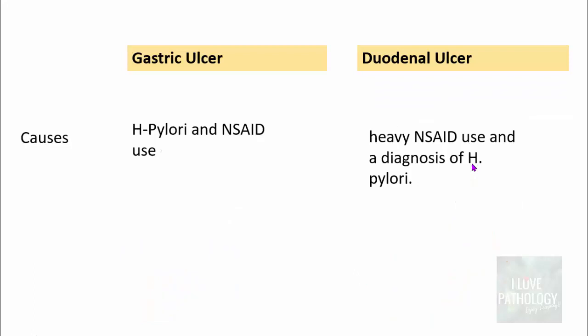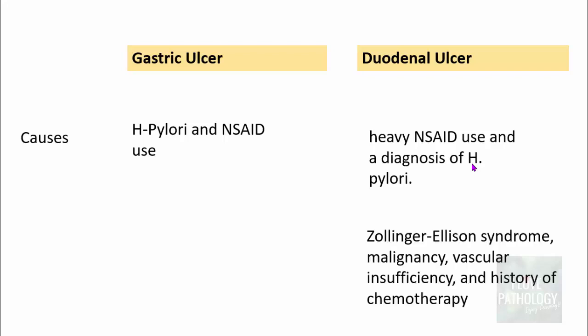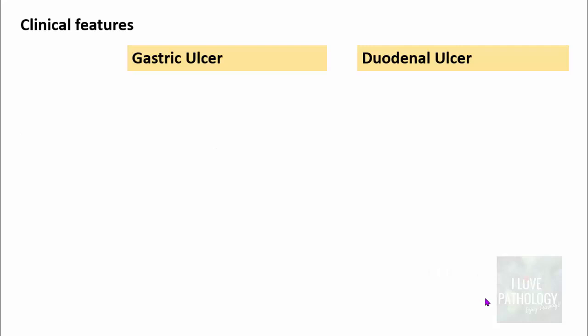Now, what are the common causes of gastric ulcers and duodenal ulcers? Both of them have the same etiology, H. pylori associated and non-steroidal anti-inflammatory drug usage. Whereas other risk factors for the development of duodenal ulcers include Zollinger-Ellison syndrome, various malignancies, vascular insufficiency, and even a history of chemotherapy.